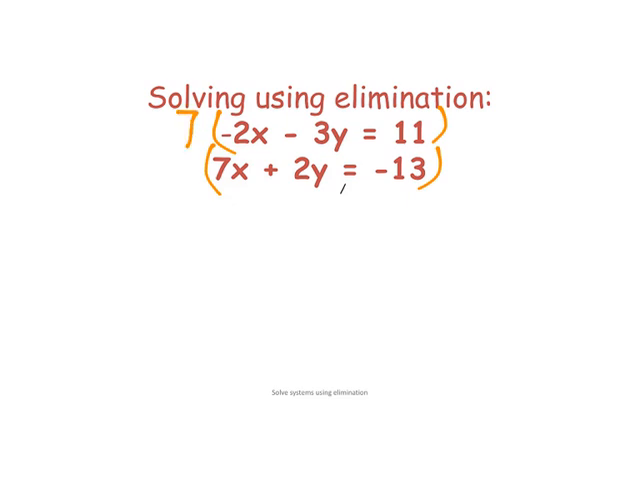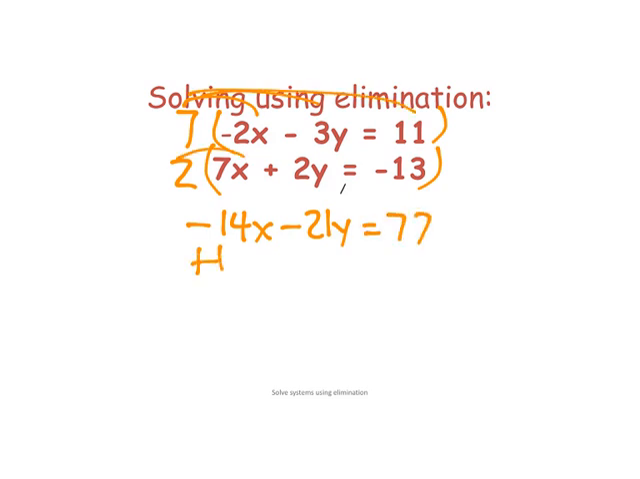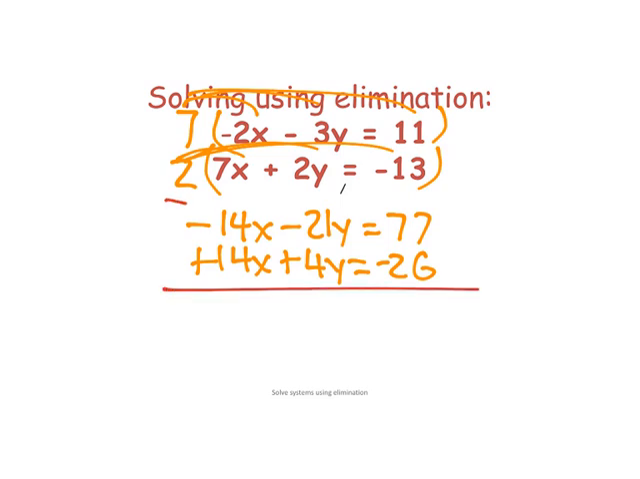So I'm going to switch the 7 and the 2. And I'm fine with leaving it like that because I can tell right away that I'm going to get negative 14x for the first one and 14x for the second one. So I get negative 14x, negative 21y, 77. I get positive 14x, positive 4y, negative 26. And again, we know that we were going to eliminate x here. So I'm looking at negative 17y is equal to what?